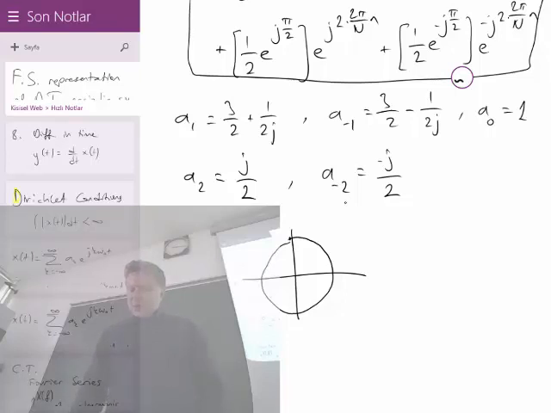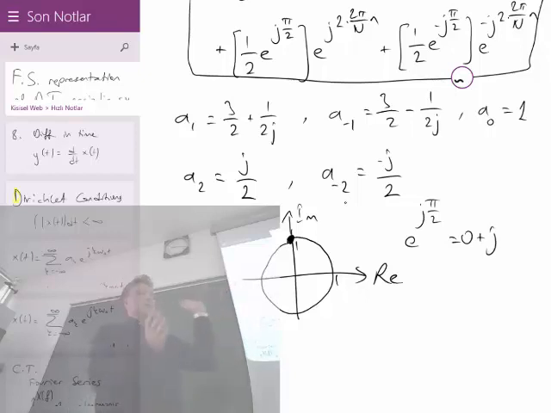So e to the j pi over 2 corresponds to this point. Okay, this is the point. And the real axis is the horizontal, the imaginary axis is the vertical. It's a unit circle, which means the radius is 1. So e to the j pi over 2 would correspond to this point, which is equal to 0. The real part of that coordinate is 0 plus j. The imaginary axis is the vertical axis.